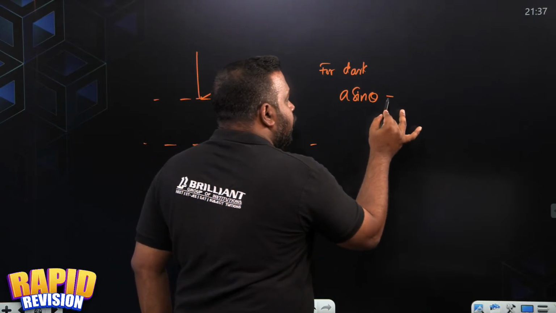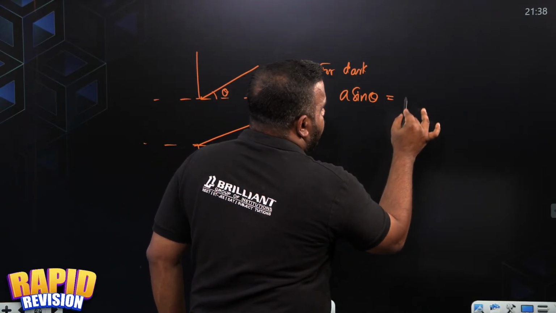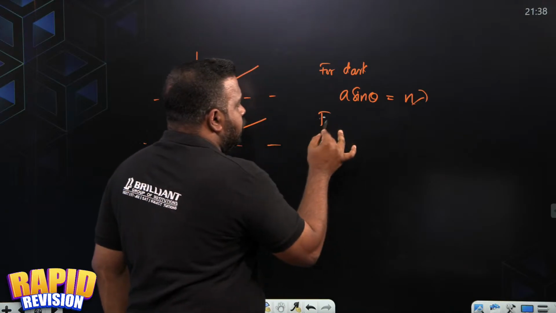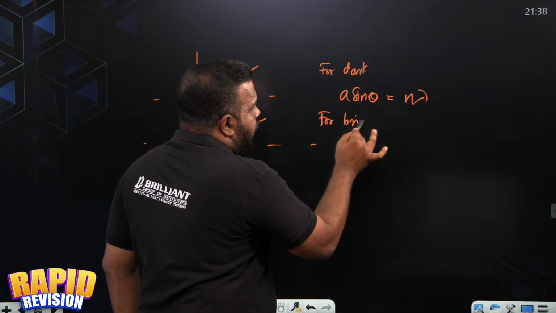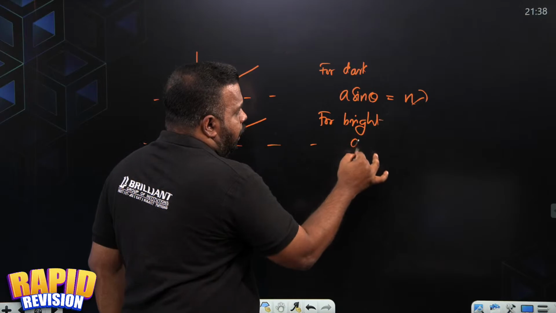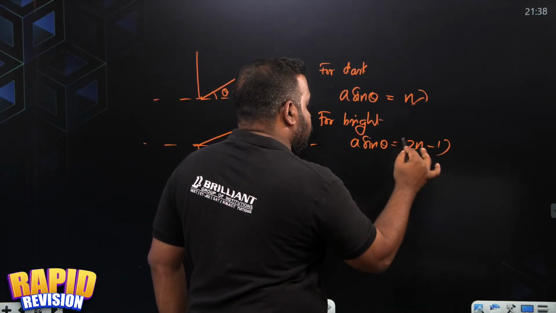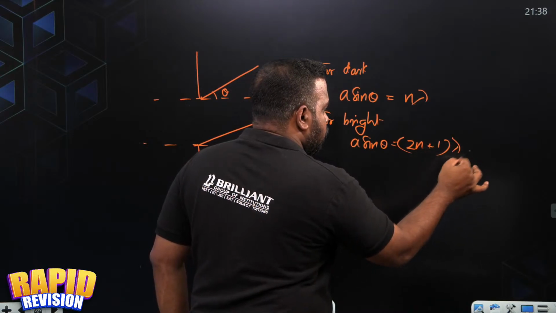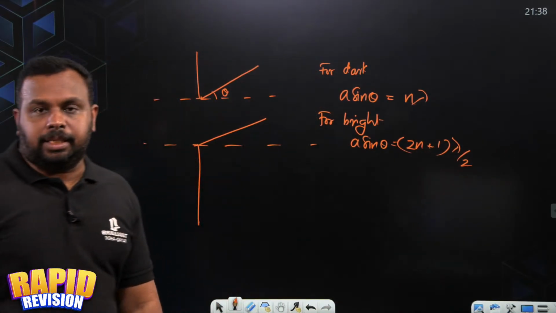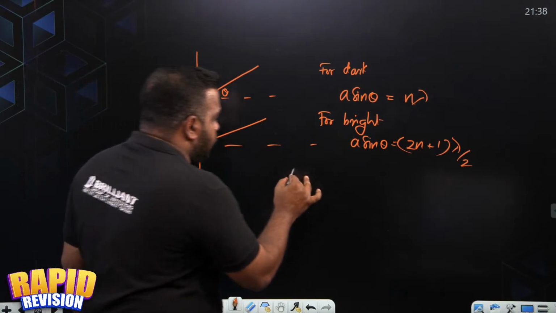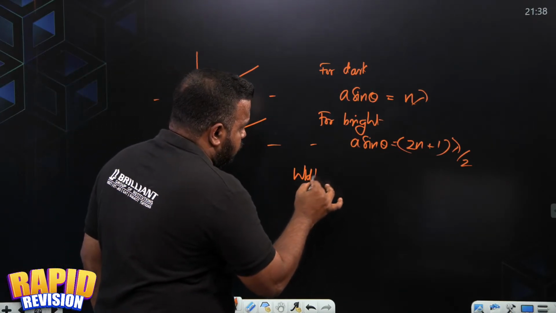So path difference is a sin theta. For dark, the condition is a sin theta is equal to n lambda. For bright, we can write a sin theta is equal to 2n plus 1 into lambda by 2. So please study this. And we have one more formula, that is width of central maxima.